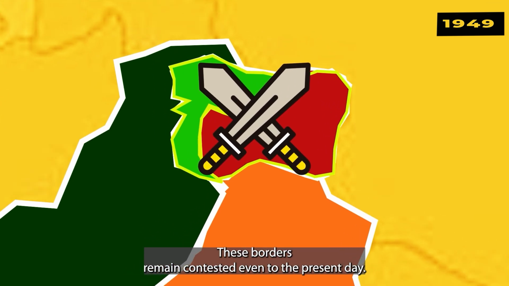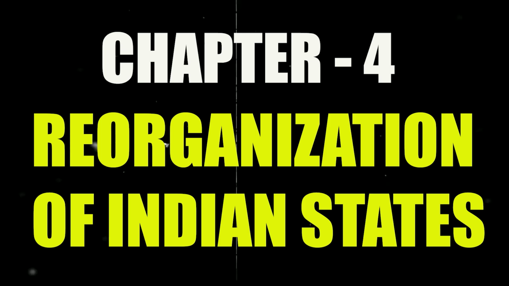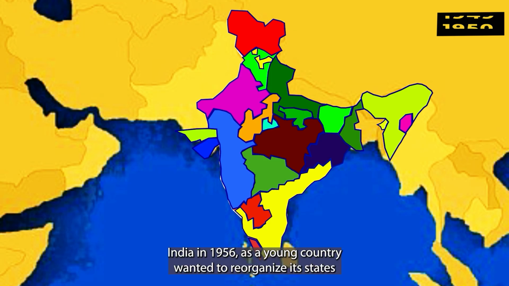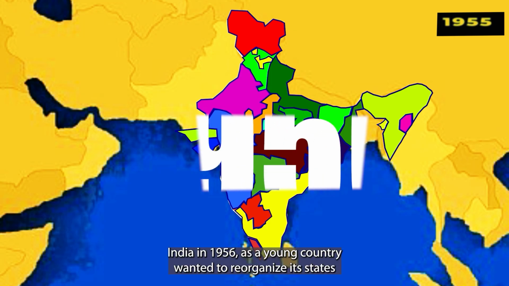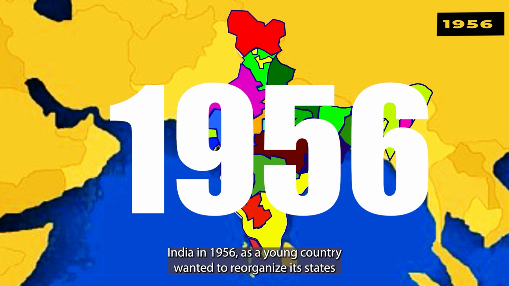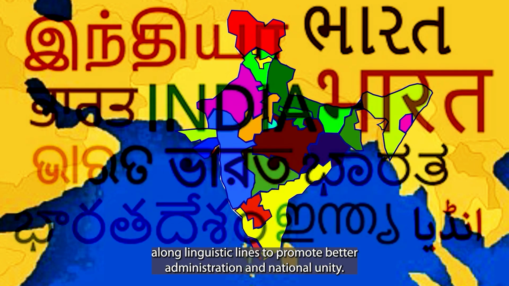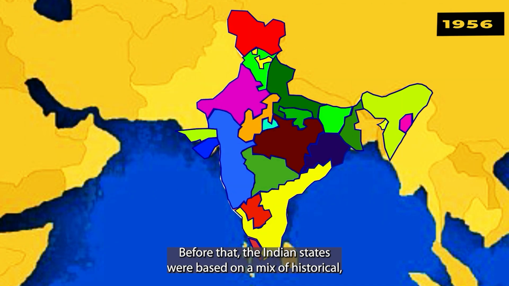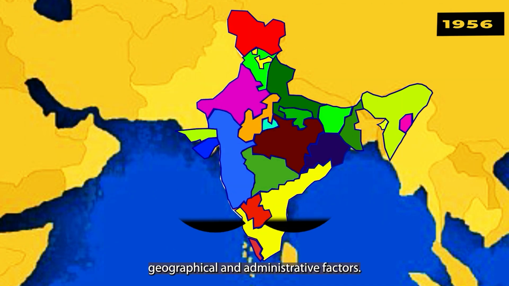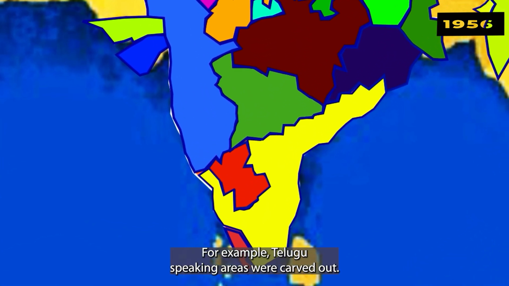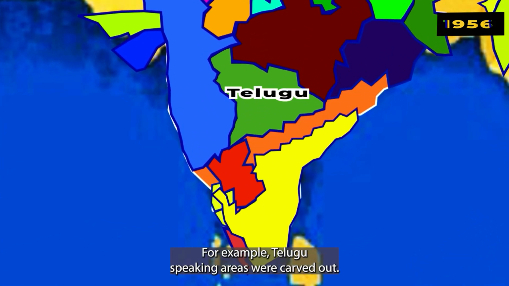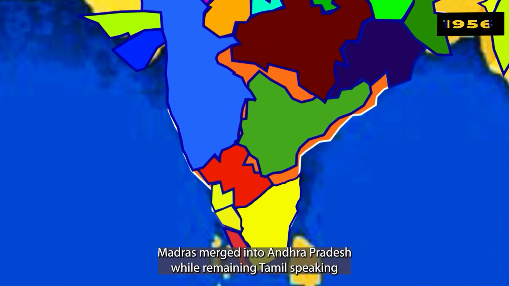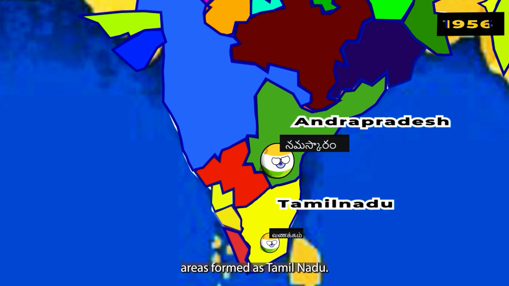Reorganization of Indian states. India, in 1956, as a young country, wanted to reorganize its states along linguistic lines to promote better administration and national unity. Before that, the Indian states were based on a mix of historical, geographical, and administrative factors. For example, Telugu-speaking areas were carved out of Madras to form Andhra Pradesh, while the remaining Tamil-speaking areas formed Tamil Nadu.